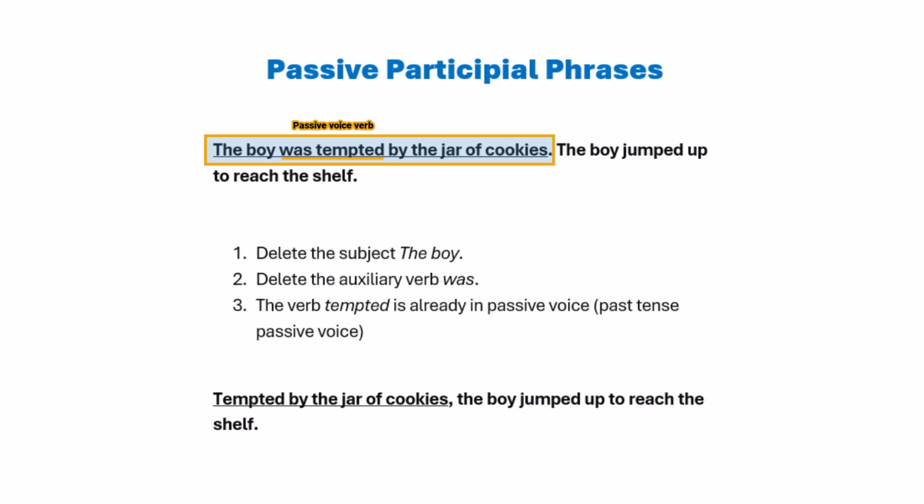The boy was tempted by the jar of cookies. The boy jumped up to reach the shelf. Delete the subject, the boy. Delete the auxiliary verb, was. Since the verb tempted is in passive voice, we can leave it as is. Tempted by the jar of cookies, the boy jumped up to reach the shelf.